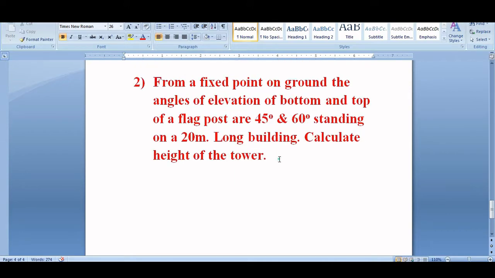Now this is the last problem for today. So what we are given: from a fixed point on the ground, the angles of elevation of the bottom and top of a flag post standing on a 20 meter long building are 45 degrees and 60 degrees. Okay, so calculate the height of the, sorry, the question is wrong. It will be: calculate the height of the flag post. Okay, now it's correct.